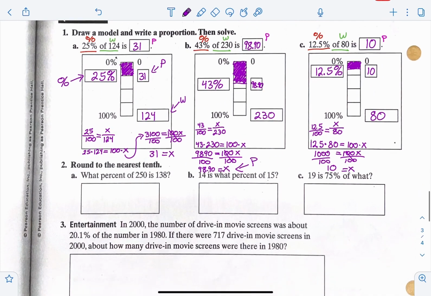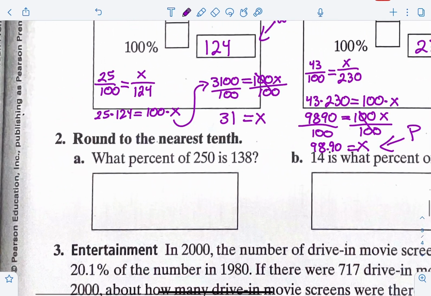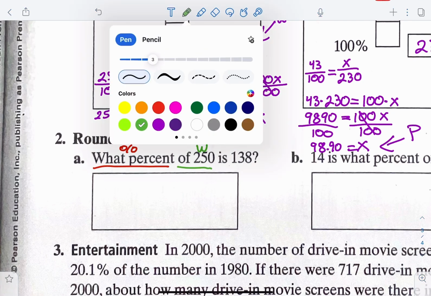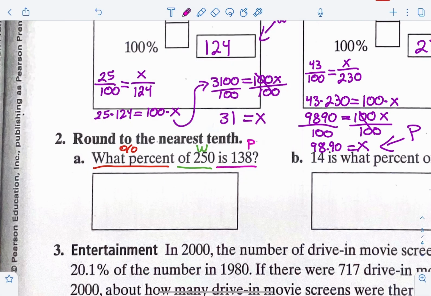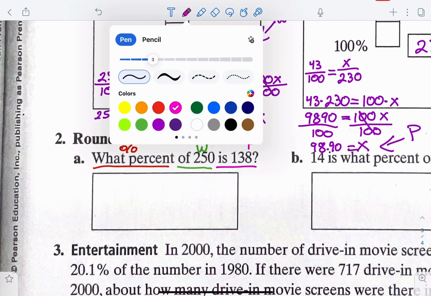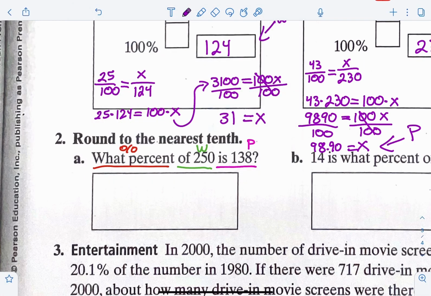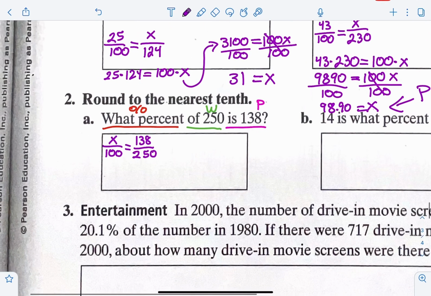All right, so this one says, what percent, so we don't know our percent, of 250, so that's our whole, is 138, so that's our part. So this time to set it up, we don't know the percent, so we're going to have x over 100, because we don't know the percent, equals part over whole. So we're going to have 138 over 250. And then we're going to solve it the same way we've been solving.